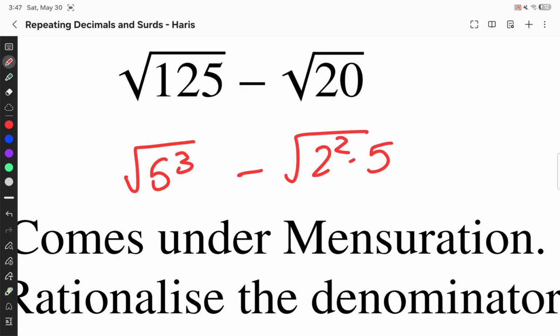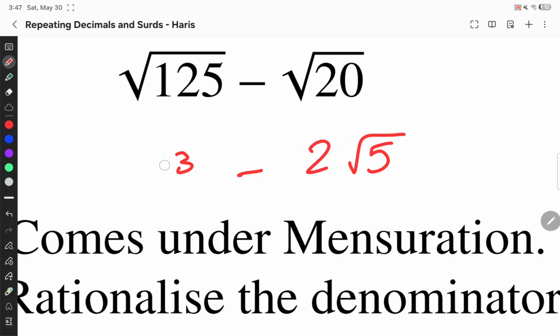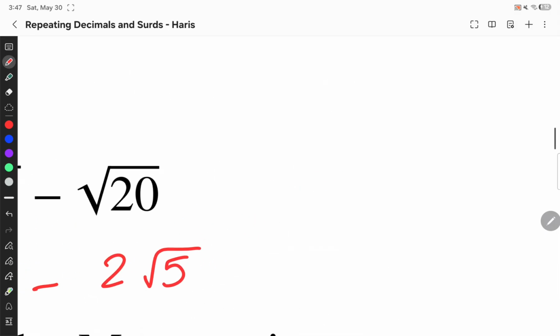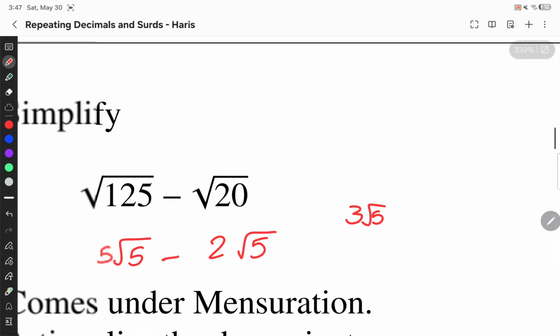You guys can do prime factorization, I do not care. Okay, it is to keep the video moving. This becomes 5 root 5. 5 minus 2 is 3 root 5, like so.